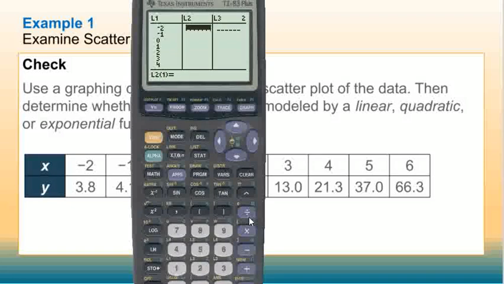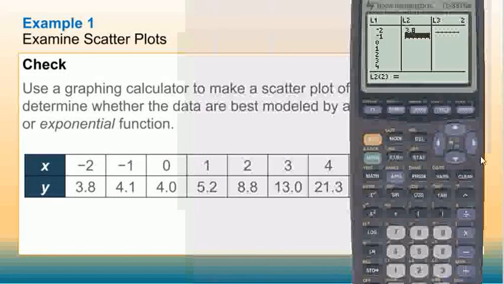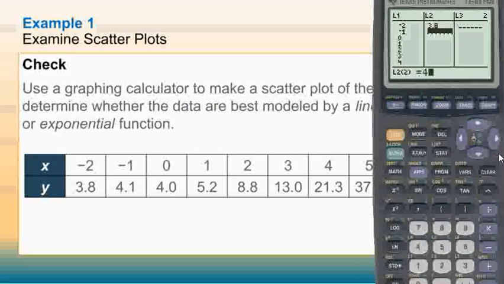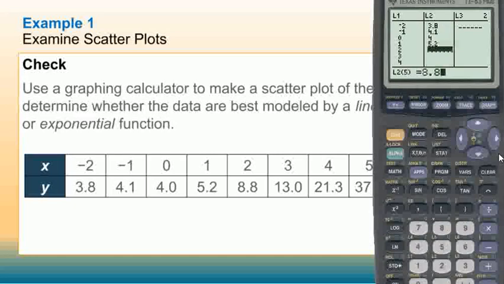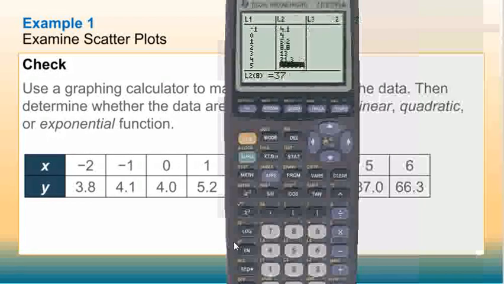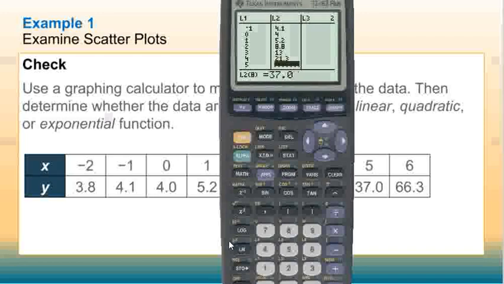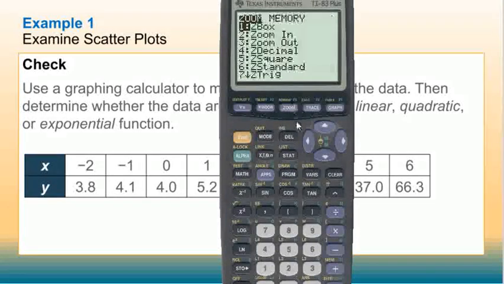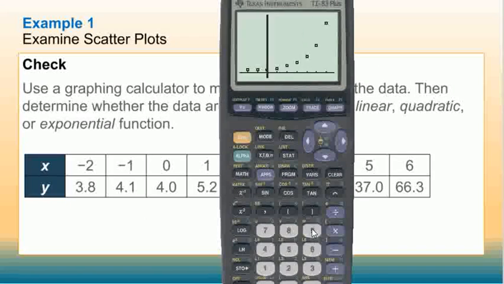Then we have 3.8, 4.1, 4.0, 5.2, 8.8, 13.0, 21.3, 37.0, and 66.3. Now if we do zoom, number 9, zoom stats, that one looks exponential here. So we'd say exponential.